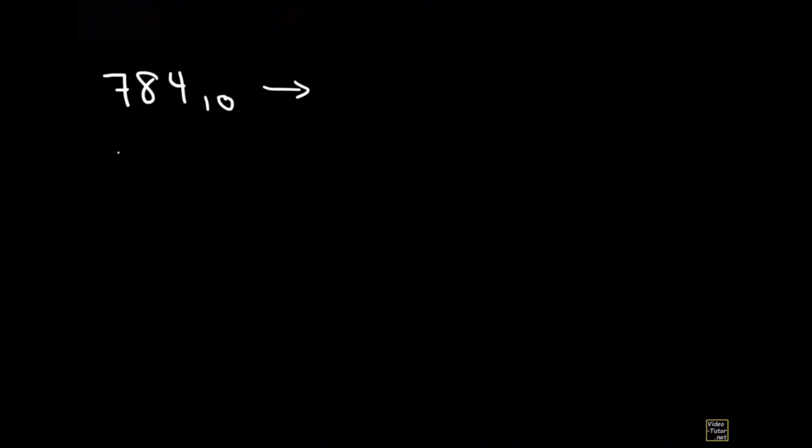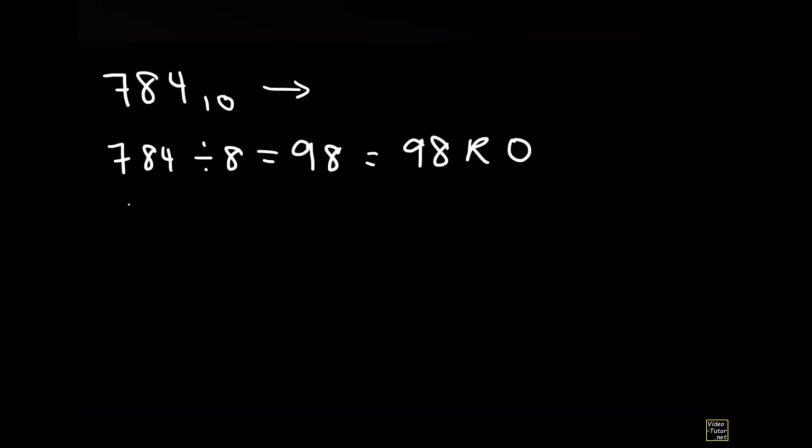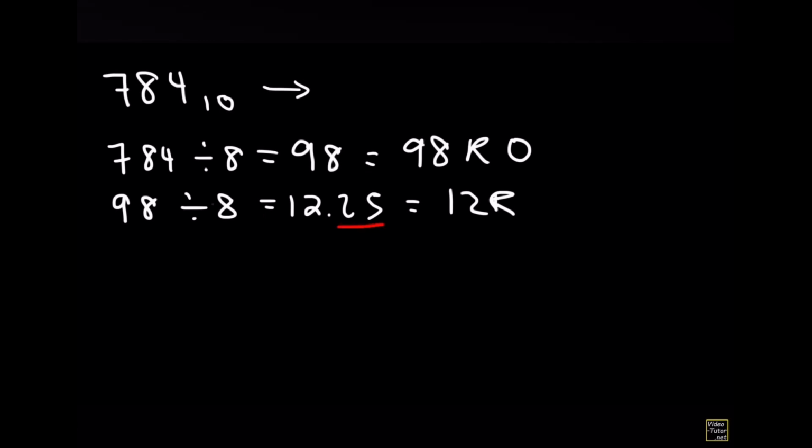The first thing we're going to do is take 784 and divide it by 8. 784 divided by 8 is equal to exactly 98. So this is 98, remainder is 0. Now, let's take 98 divided by 8, which is equal to 12.25. So, this is 12, remainder, and then 0.25 times 8 is 2. So, it's 12, remainder 2.